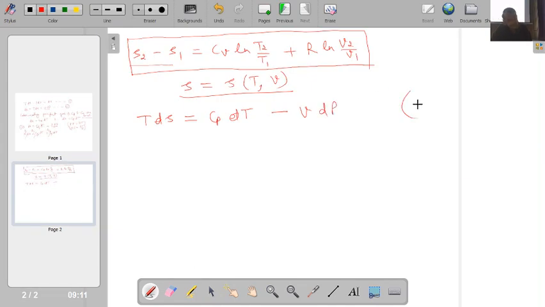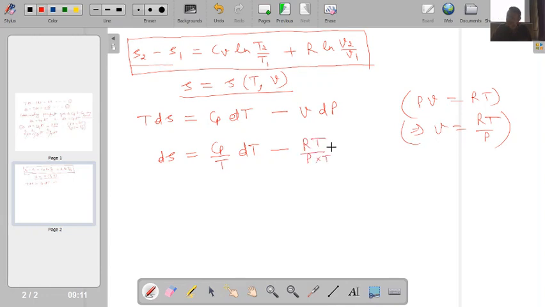Now using the same ideal gas equation PV equal to RT, I can write that my V will be equal to RT by P. So let me divide throughout by T and substitute this specific volume also over here. So I will get ds equal to Cp divided by T into dT minus, in place of V I can write RT by P, and I am dividing with T also, into dP.